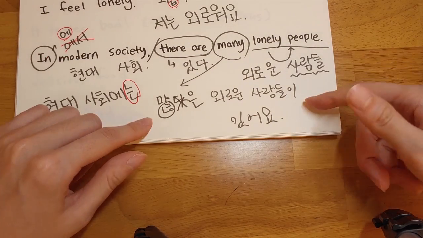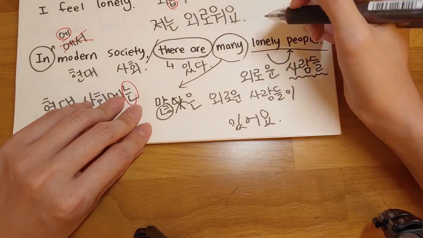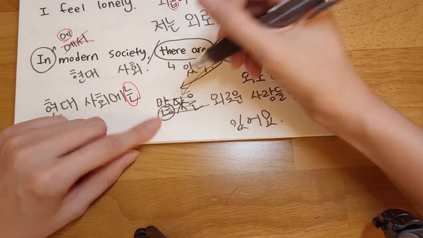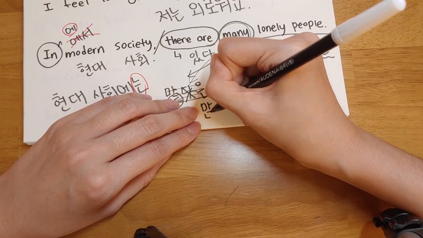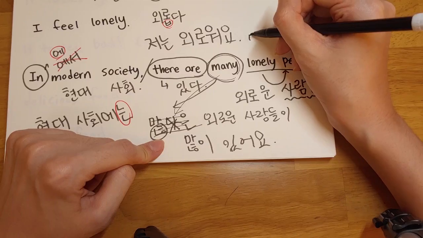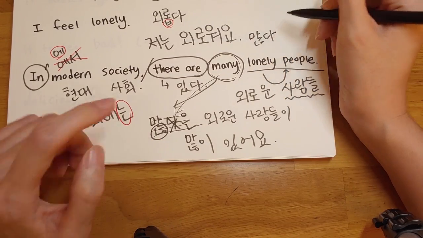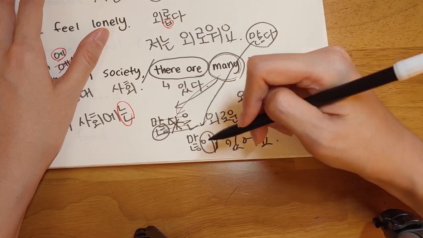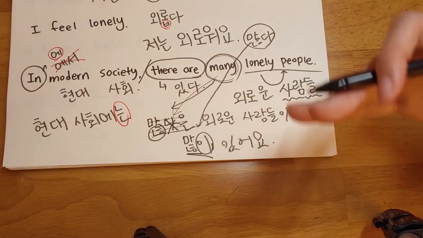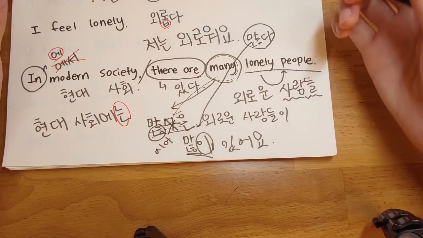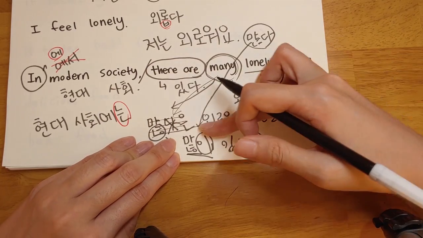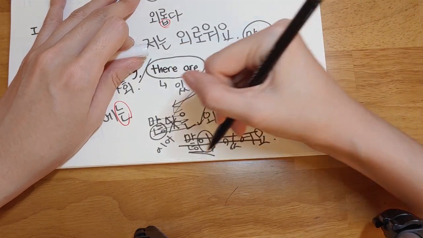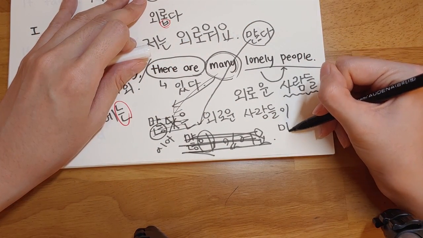And there are also other ways you can write this sentence. So instead of making many an adjective, you can change it into an adverb and say 많이 있어요. So we learned that adjectives can also turn into an adverb by changing their form. And for 많다, when you put 이 after the stem, it becomes an adverb that means a lot. So it means there are a lot of 외로운 사람들. There are a lot of lonely people. So you can use it like this. Or the most simple way would be just saying 많아요.